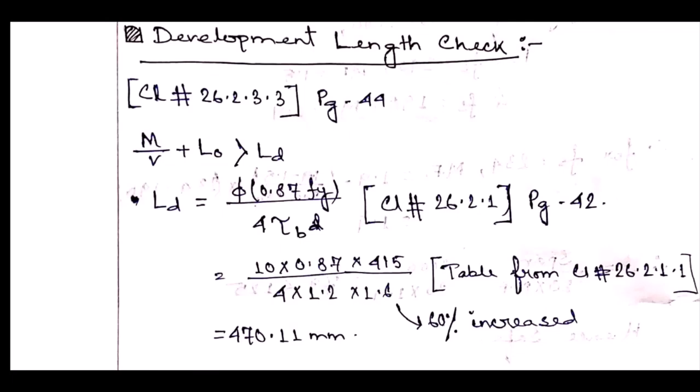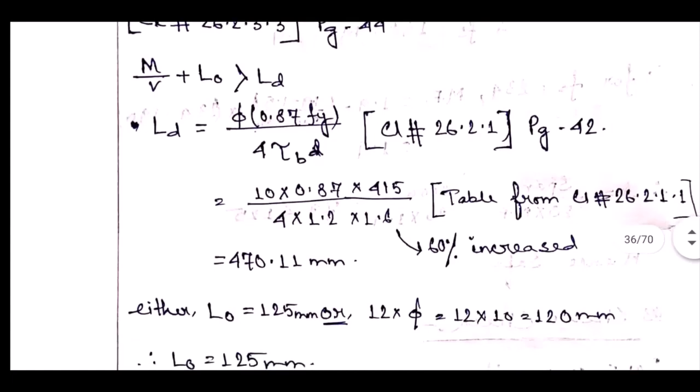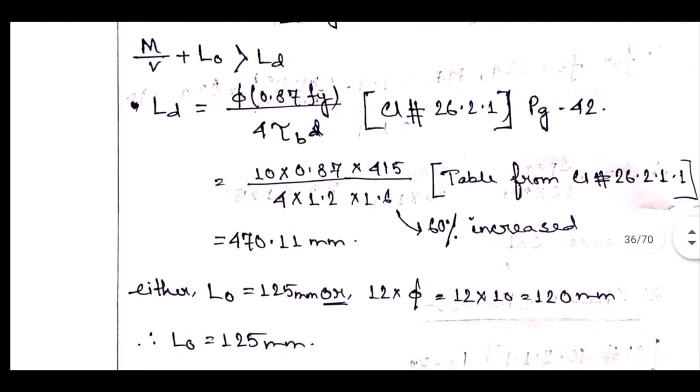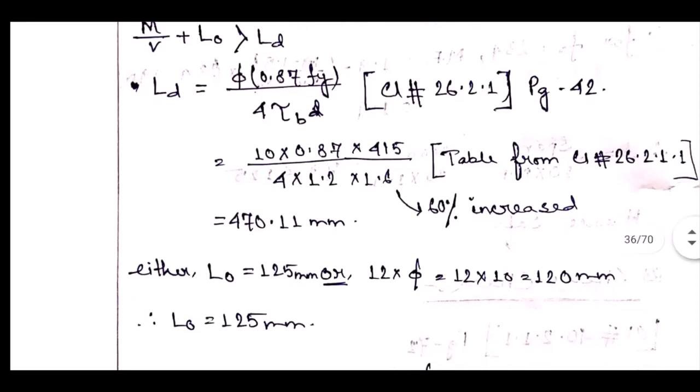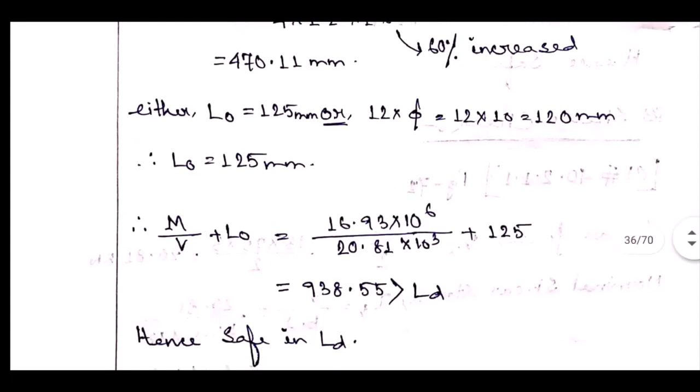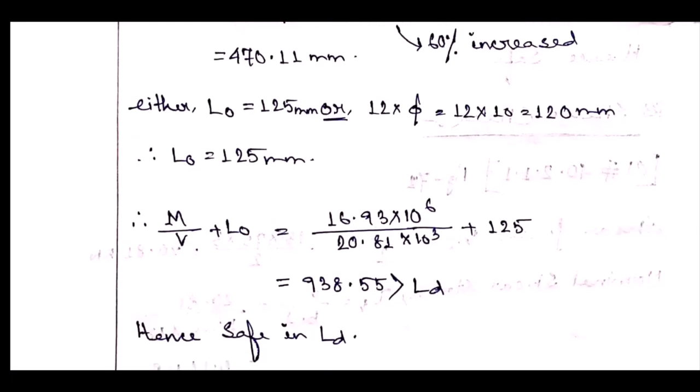So here it is, LD equals dia into 0.87 Fy by 4 tau BD, that equals 10 into 0.87 into 415 by 4 into 1.2 into 1.6, where the 60% increase is what we have just read in the IS code. So the value will be 470.11 mm. L0 is either 125 mm or 12 into diameter, that is 120 mm, so L0 is 125 mm. So M1 by V plus L0 equals 16.93 into 10 to the power 6 by 20.81 into 10 cube plus 125, that equals 938.55, which is greater than LD. That means this is safe in development length.